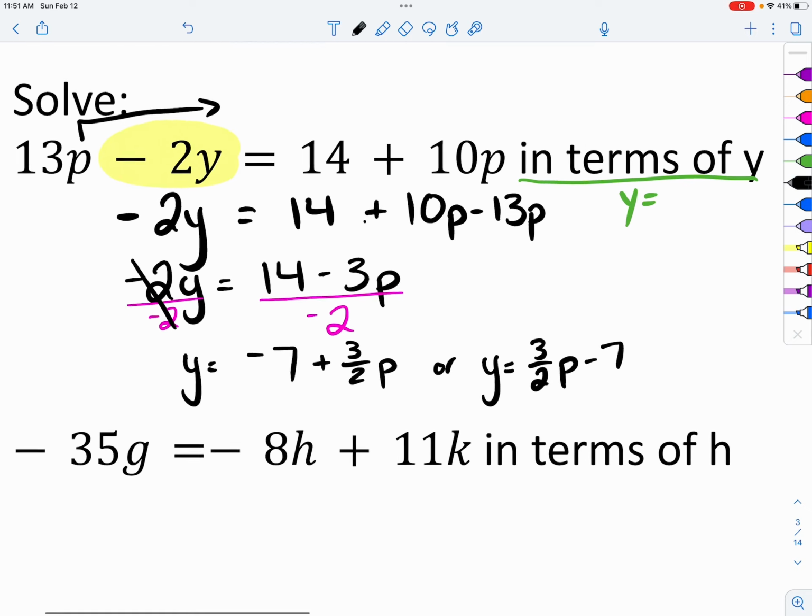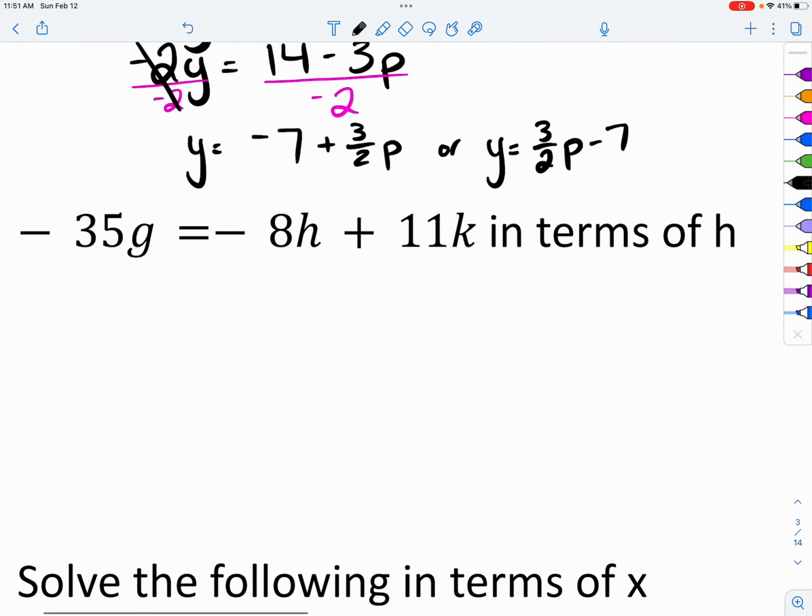So let's go down the page here. 35g equals negative 8h plus 11k. I want to solve this one in terms of h. So you want to get this equation with h by itself. Here's the h term, so I want to get that by itself. I'm going to get rid of that plus 11k. I'm going to move it over the equal sign. When you move over a plus 11k, it becomes the inverse.